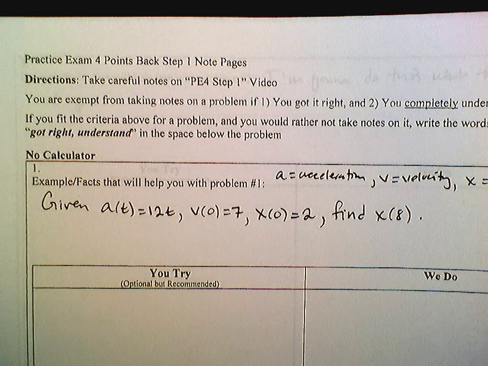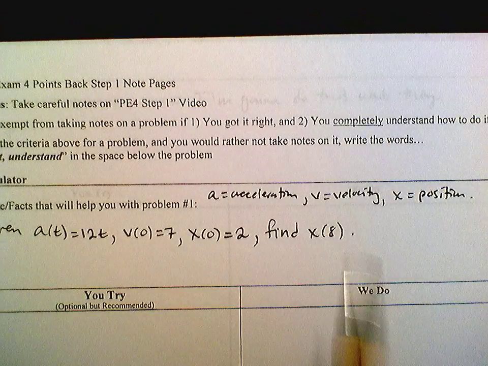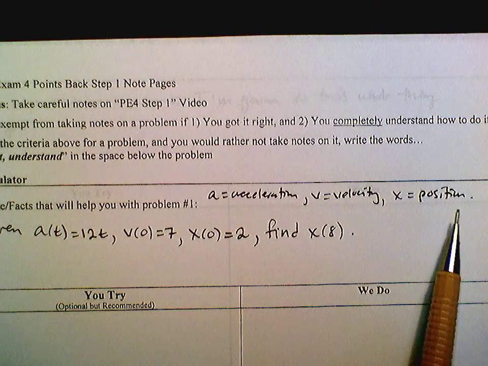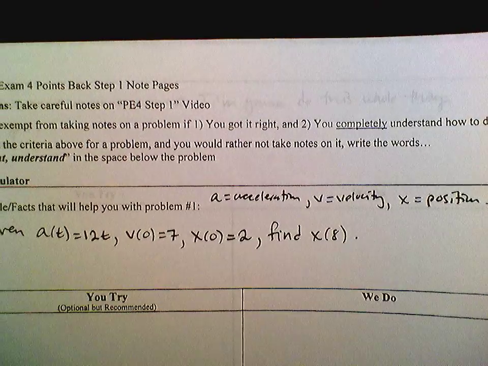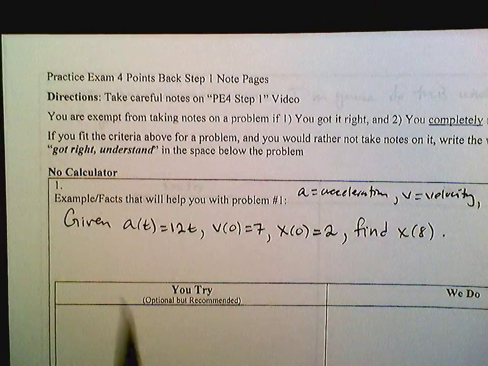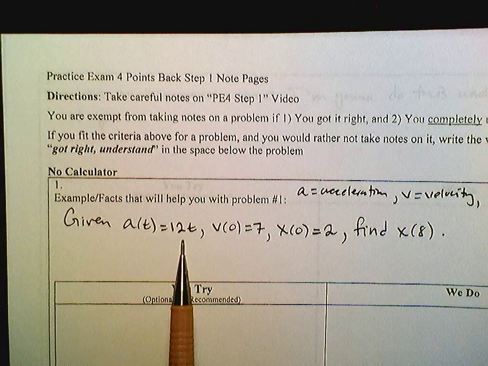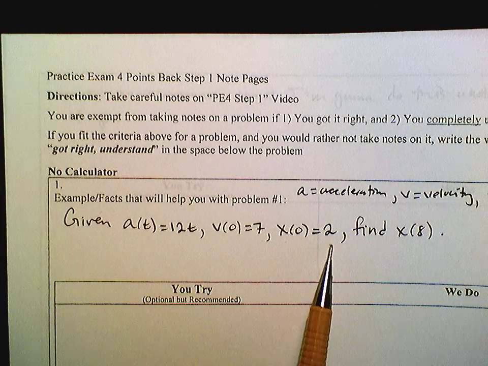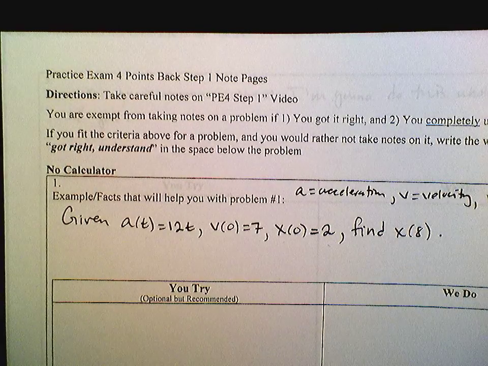Okay, so for this first one, here's an example that should help you. If A is acceleration, V is velocity, and X is position, and I'm giving you these things: the acceleration at any time t is 12t, the velocity at 0 is 7, the position at 0 is 2, I'm asking you to find the position at 8.